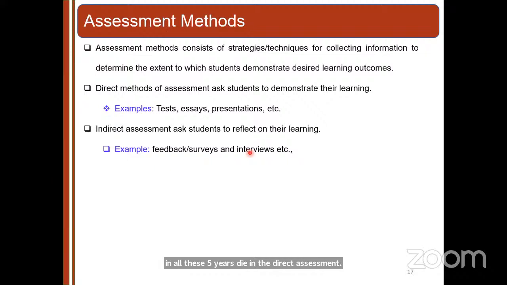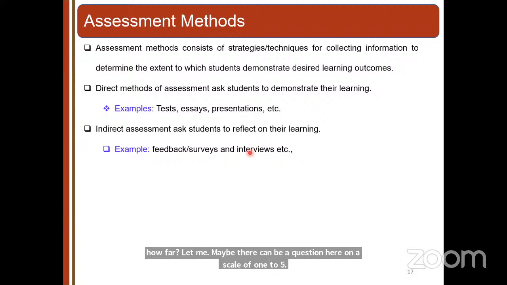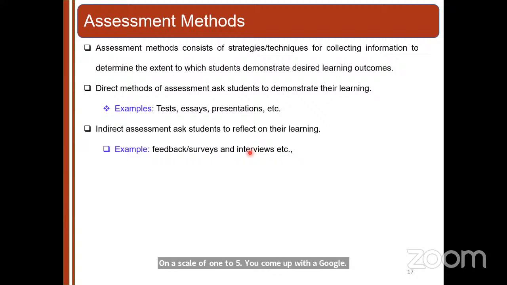But if you stop your process midway and take an indirect assessment procedure, there can be a questionnaire on a scale of 1 to 5. You come up with a Google form and send it to students asking them, on a scale of 1 to 5, how much level have you understood CO1? Or what is your level of understanding of CO2?